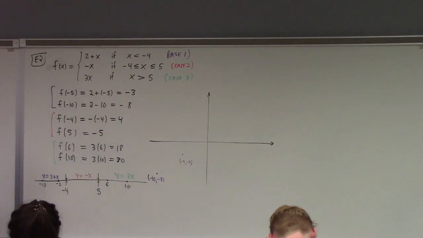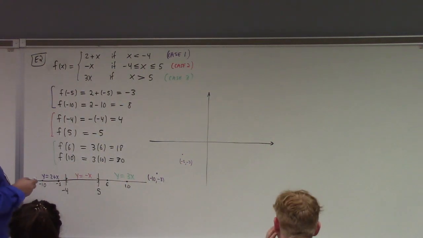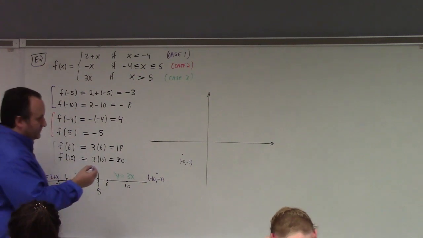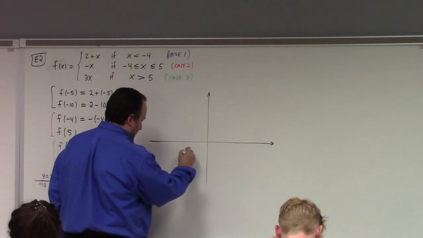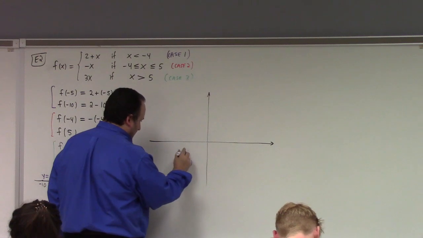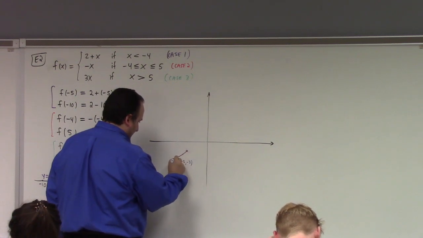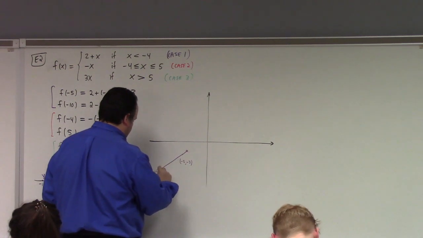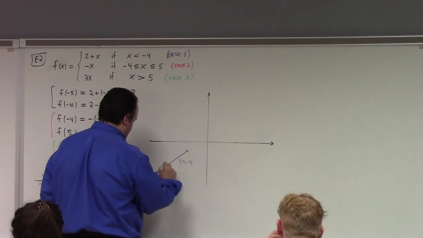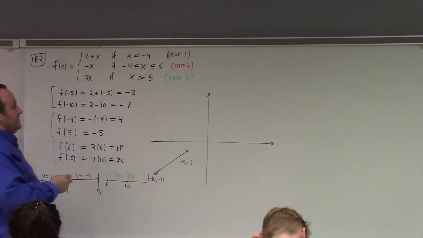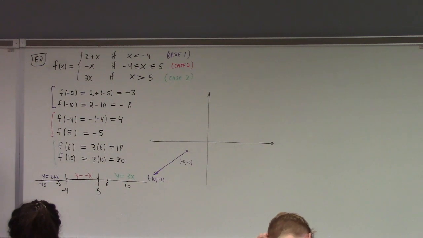And that continues on until I get to -4, which let's say is here. So there's an open circle here. Right, now this goes on and on, right? That case goes on and on, the purple case. Now case 2 goes from -4 to 5.